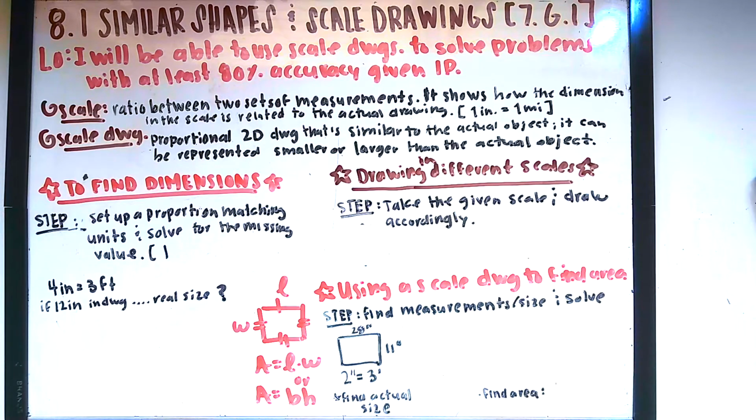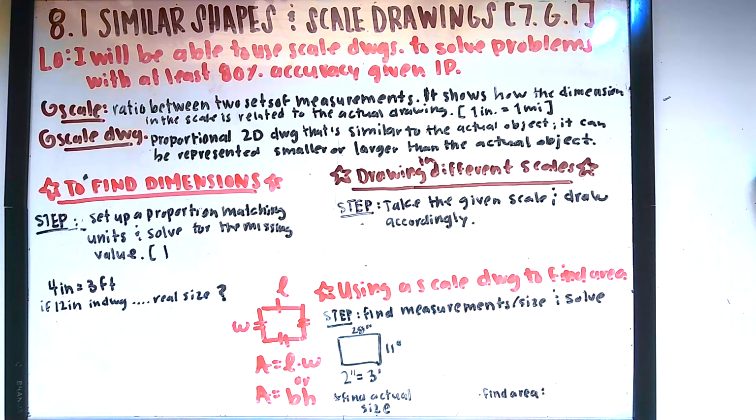It basically shows the dimension and the scale and how their scale is related to the actual drawing. So this you'll see in architecture drawings and any plans, any engineering drawings as well. And then the scale drawing is proportional to the drawing that you see, that is similar to the actual shape or the object. It's represented either smaller or larger than the actual object.